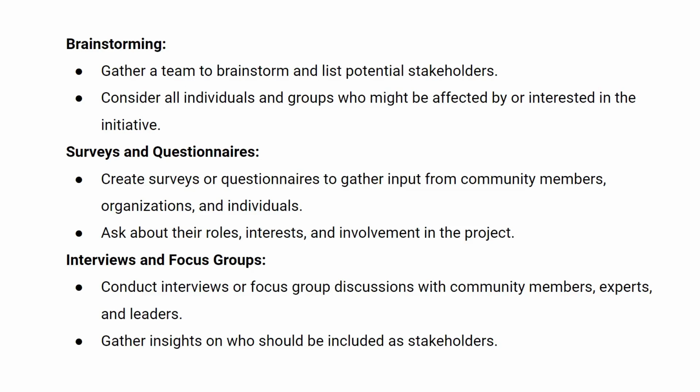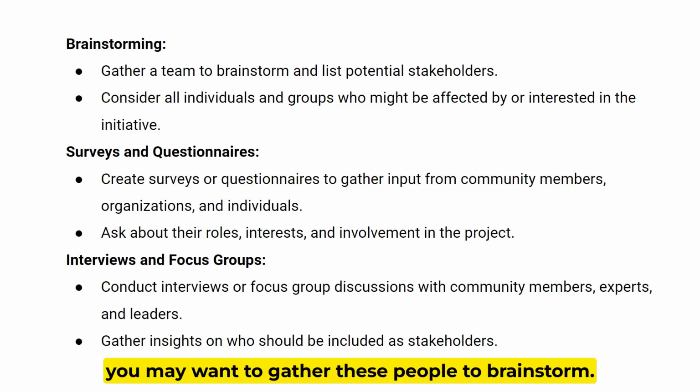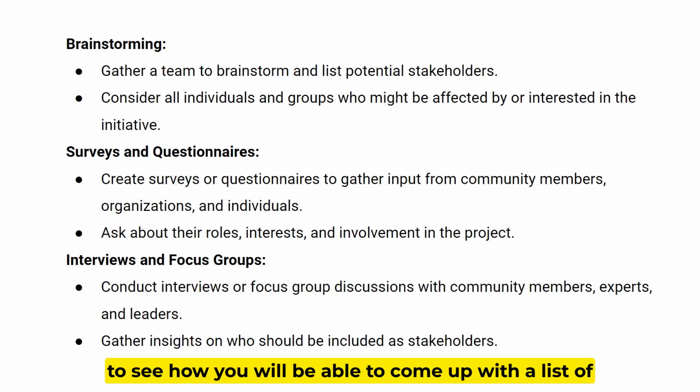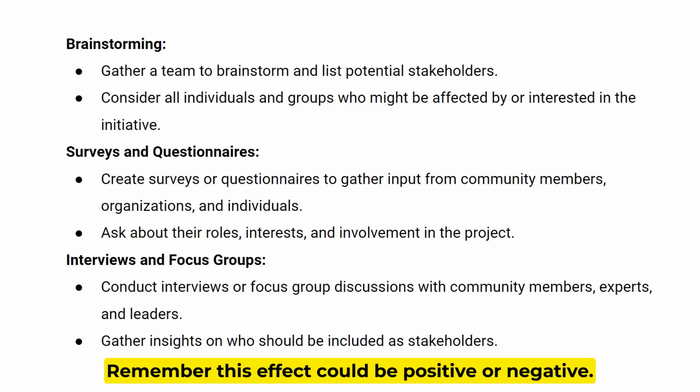You may want to gather a team, maybe your team members or other people that are working with you on that initiative. You may want to gather these people to brainstorm and map out. You'll be amazed to see how you will be able to come up with a list of potential stakeholders. That means people that will be affected directly or indirectly by your community engagement efforts. Remember, this effect could be positive or negative.